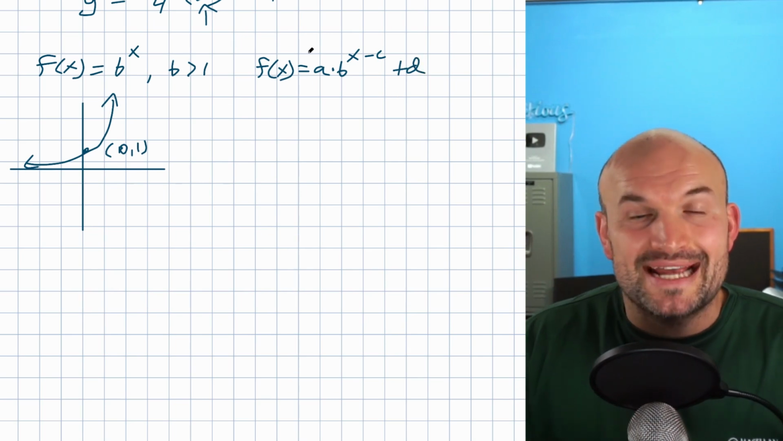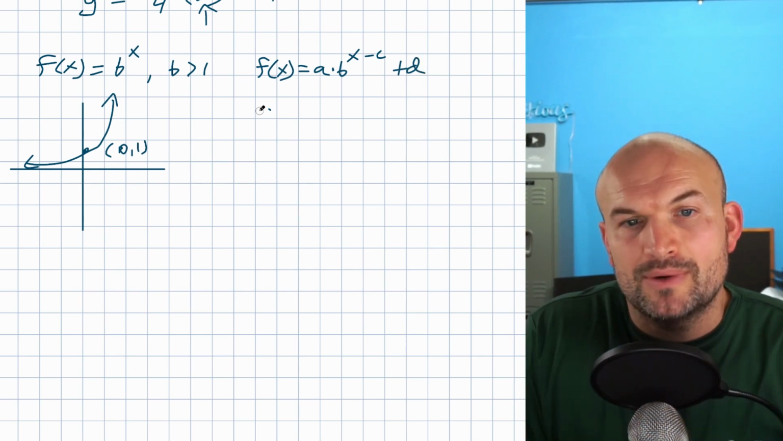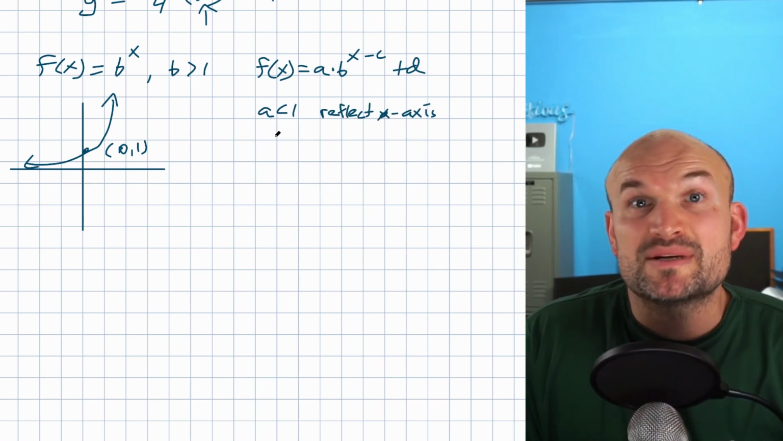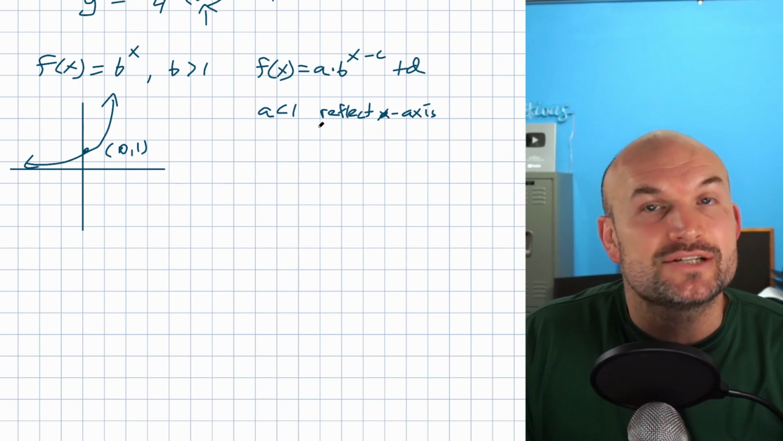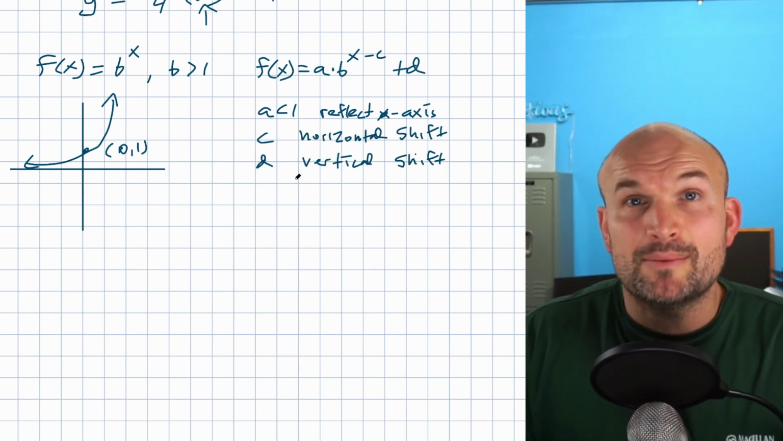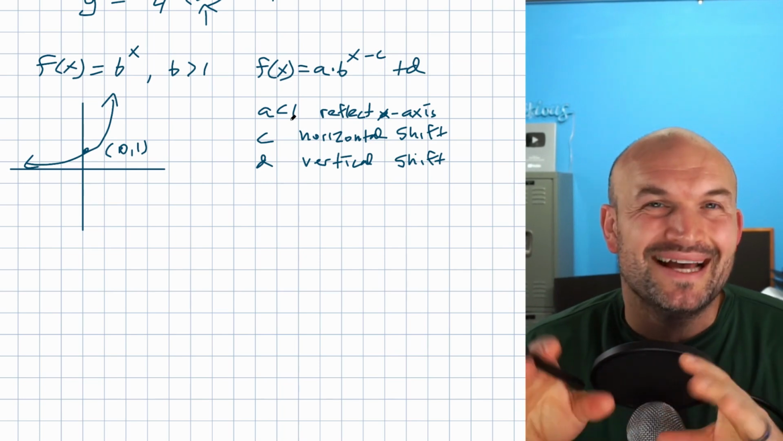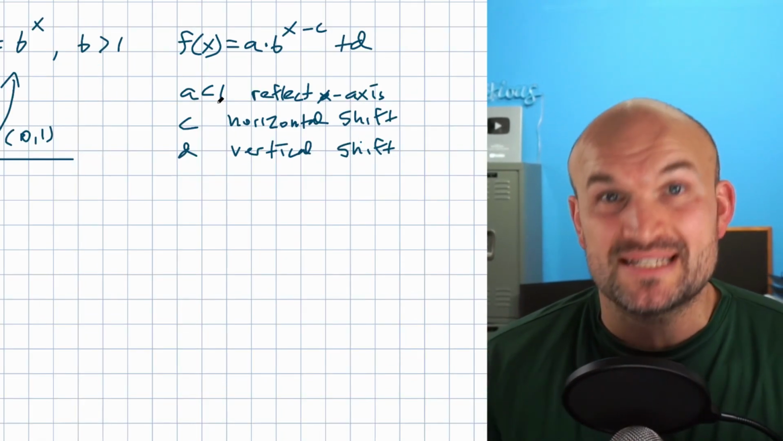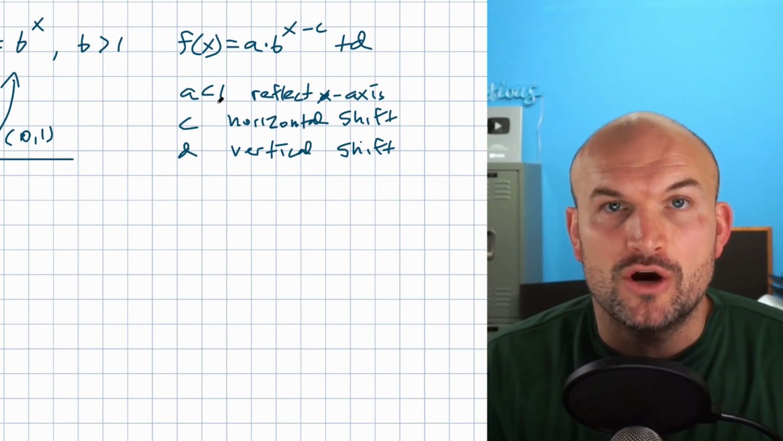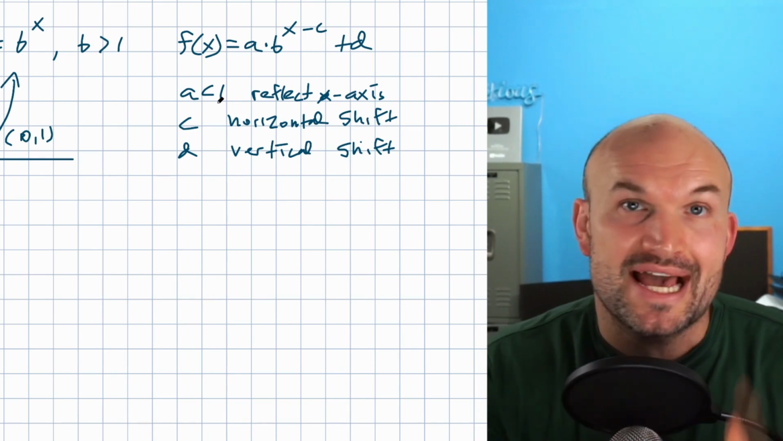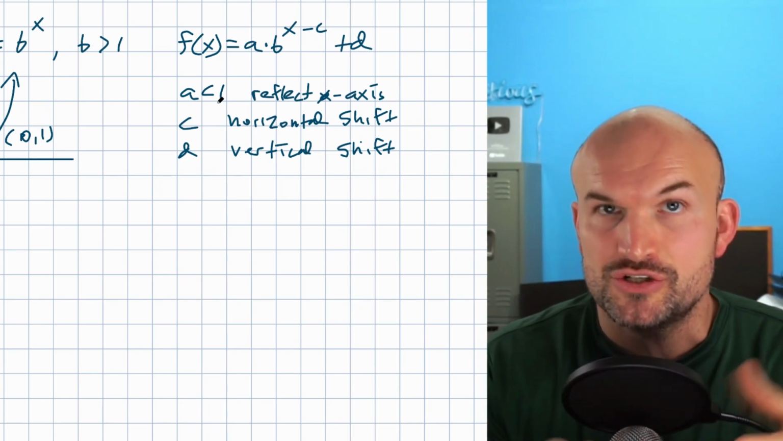Okay, so remember a is going to be your stretch and compression. So remember when a is less than 1, that is going to be a reflection about the x-axis. Remember c is going to be your shift left and right, and d is going to be your shift up and down. Now just remember whatever the value is of d, if d is positive, you go up, if d is negative, you go down. And just remember c, it's actually the opposite of c inside the function. So if I have x minus c, that's actually shifting it to the right. And if it was x plus c, that'd actually be shifting it to the left.